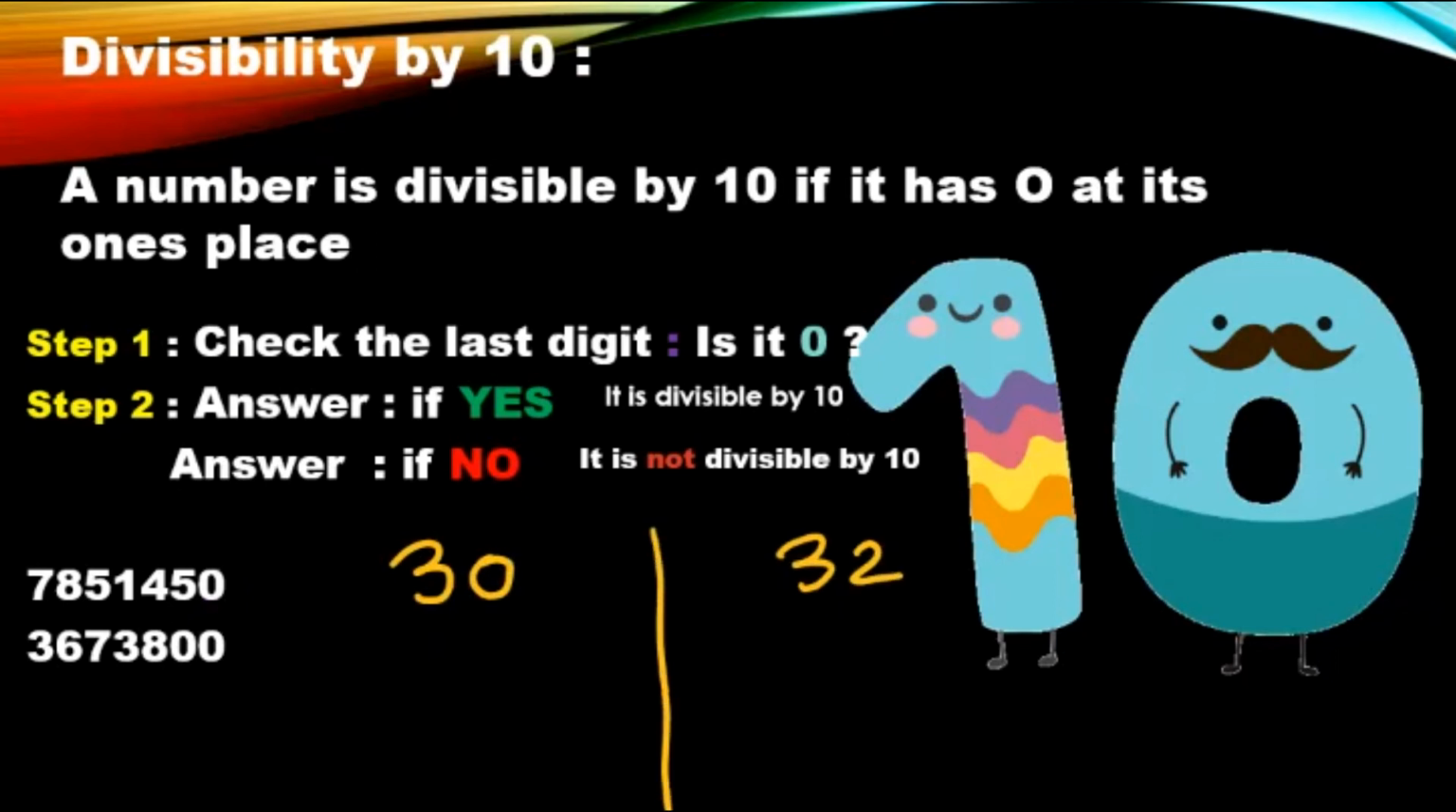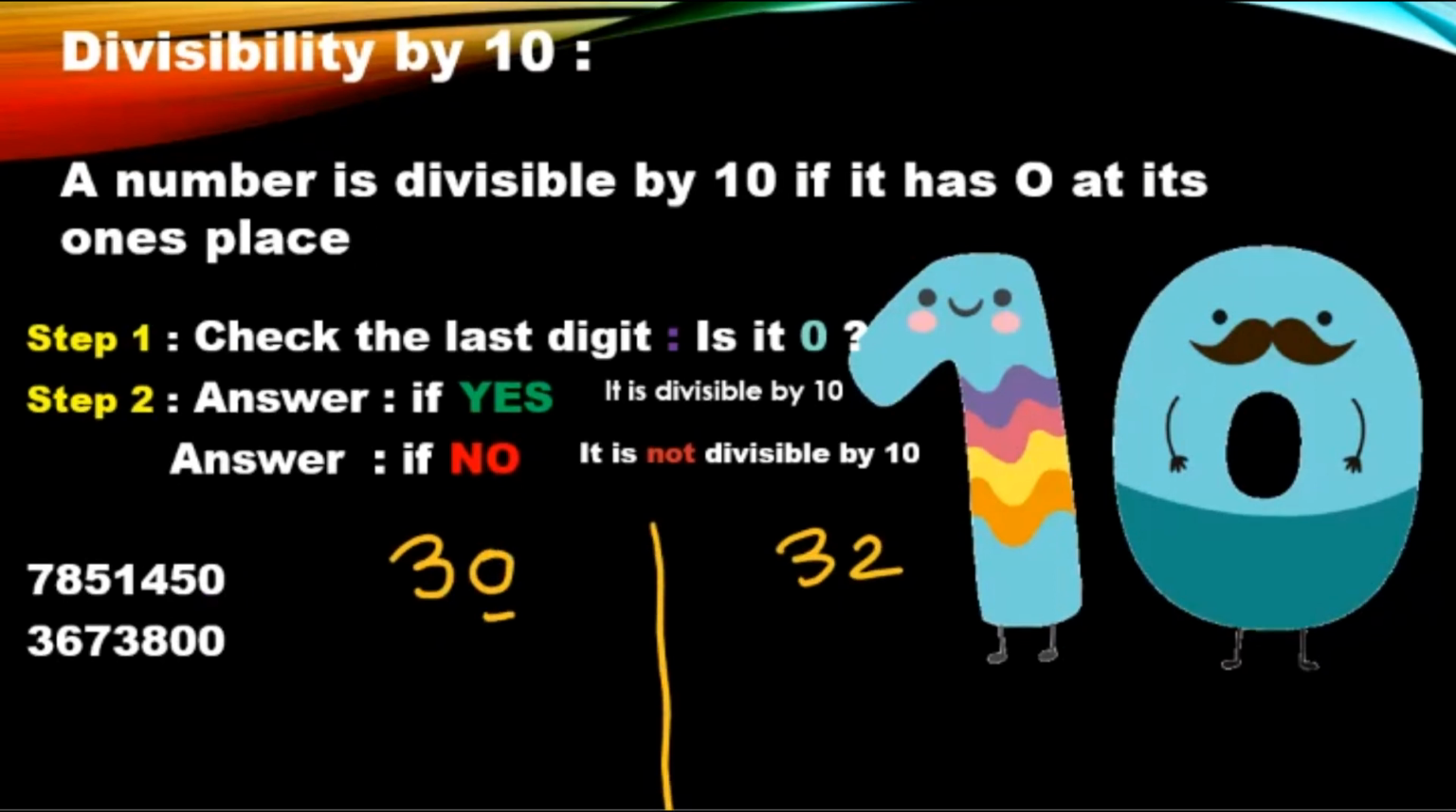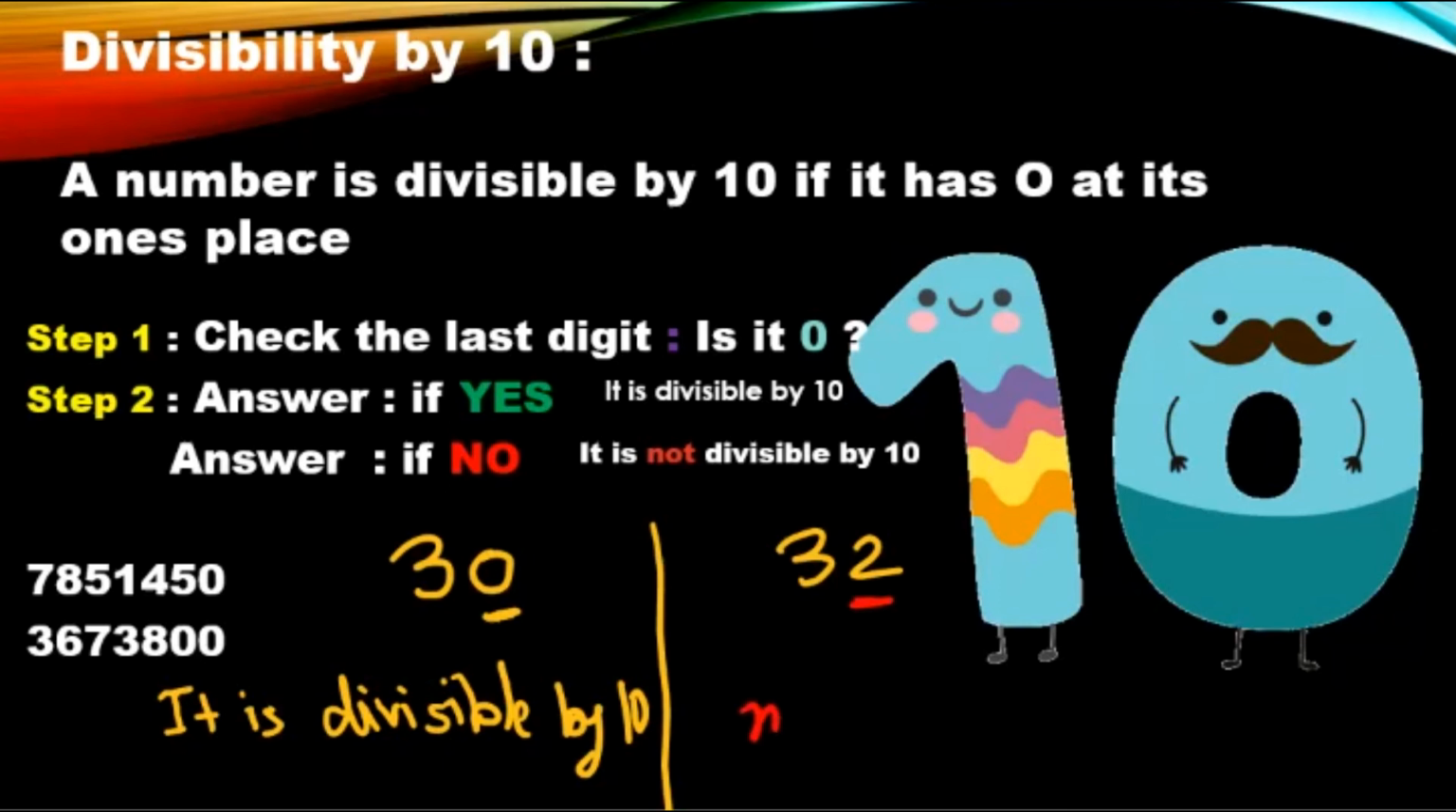Let us consider two small numbers, 30 and 32. Now in 30 you have 0 at the units place, that's why this number is divisible by 10. If you divide 30 by 10, you will get remainder 0 because 10 threes are 30. But in 32, 2 is at the units place, that's why it is not divisible by 10. If you divide 32 by 10, you will get remainder 2, not equal to 0. That's why 32 is not divisible by 10.